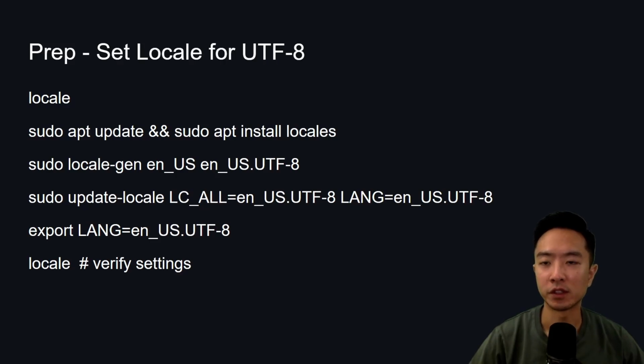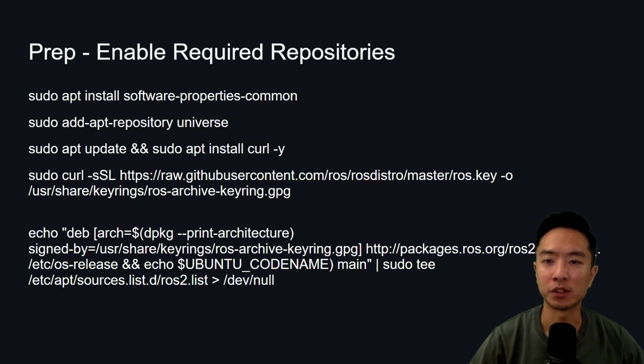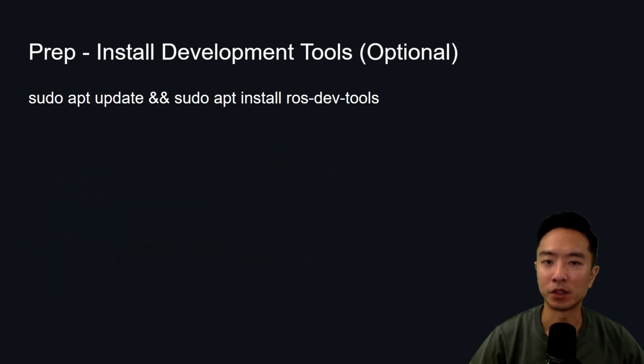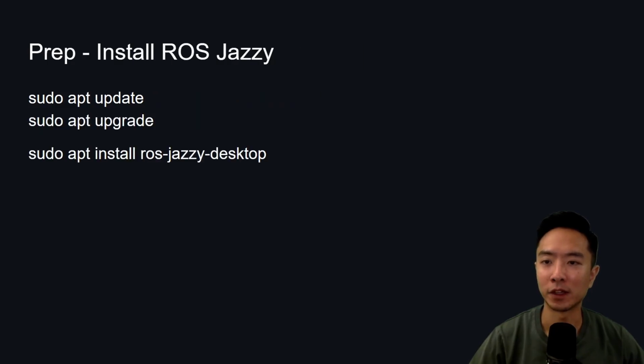So first off, you want to set your locale for UTF-8, and then you want to enable your required repositories. Next up, you want to install your development tools. This step is optional. And finally, to install ROS Jazzy, all you gotta do is run sudo apt update, upgrade, and then sudo apt install ros-jazzy-desktop. This is the full version.